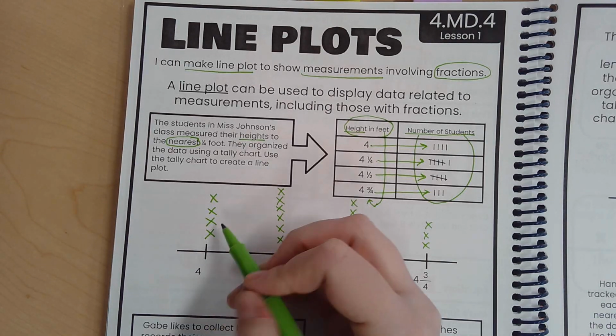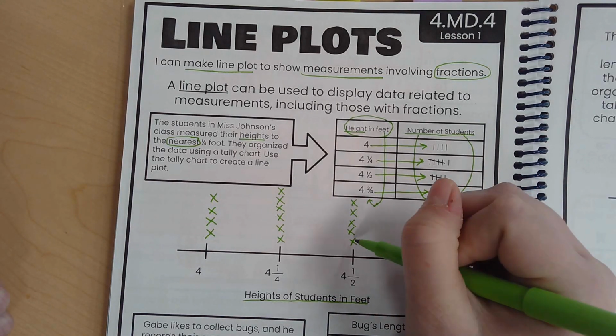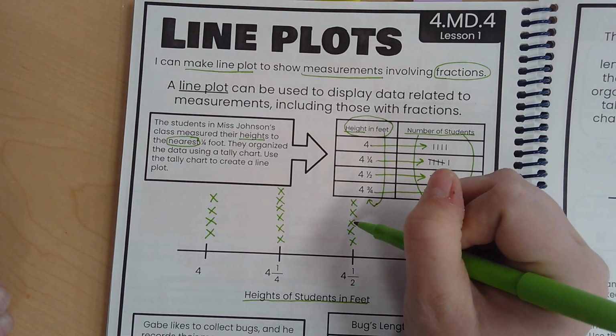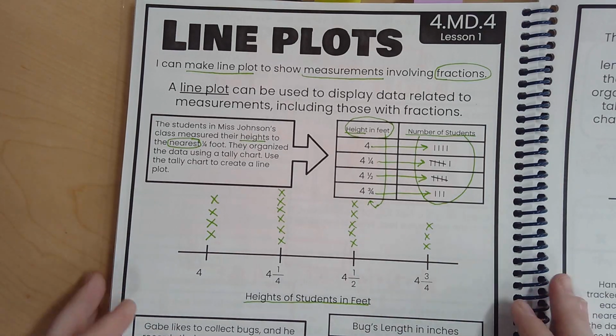So if I was to say how many students were 4 1/2, you could come over here and count 1, 2, 3, 4, 1, 2, 3, 4, 5. Okay? All right, so now we're going to go to our next line plot.